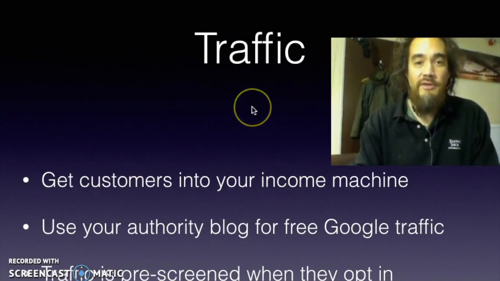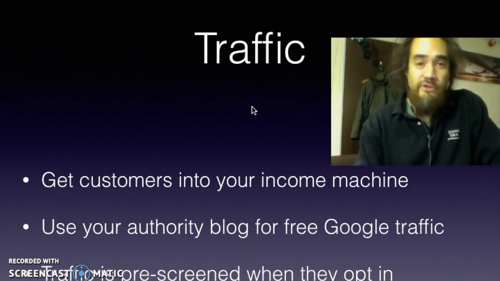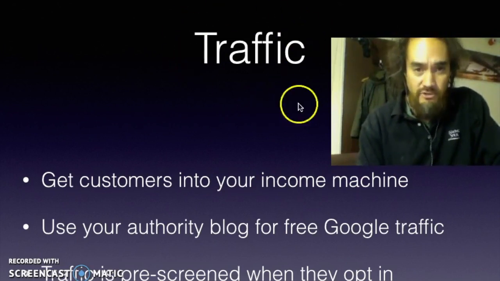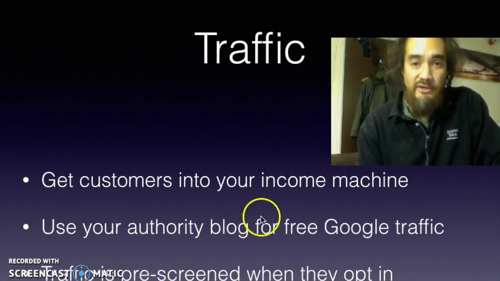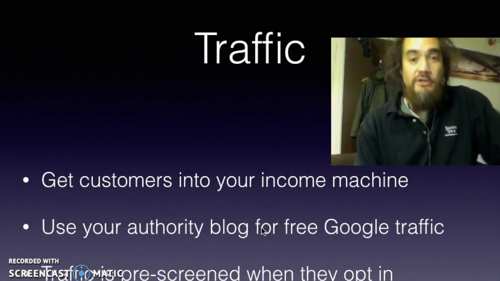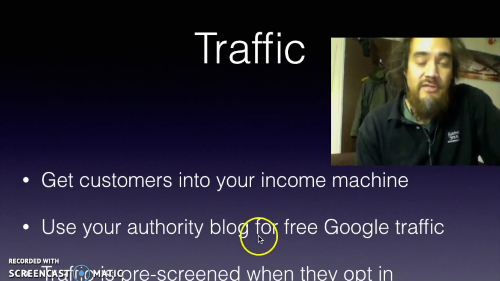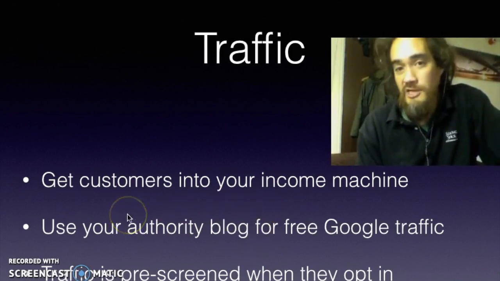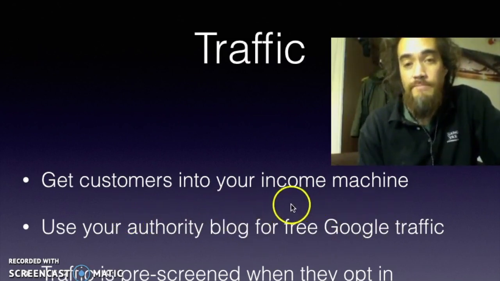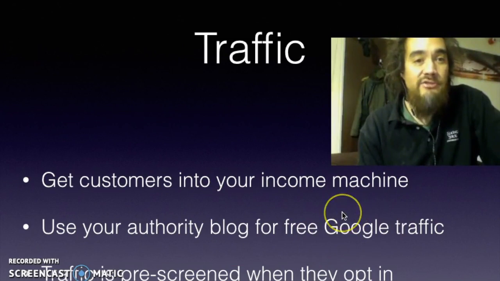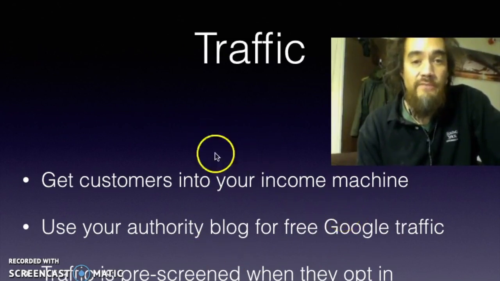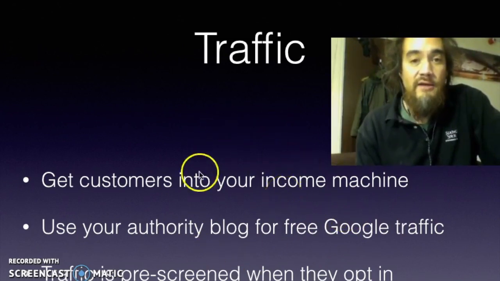You need a way to bring them in. And of course, I'm sure you know that there are lots of ways to pay for traffic. However, using elements of your income machine, like your authority blog, you can use SEO, search engine optimization techniques, to allow people to find your site through Google. There are some simple tricks to do that, and a lot of it just has to do with repurposing your content to fill up your blog.